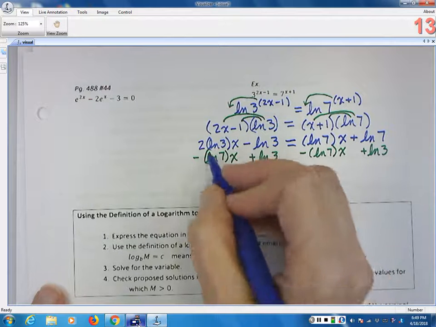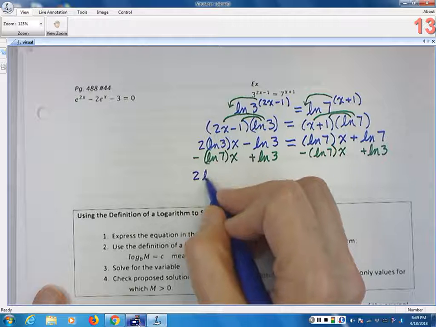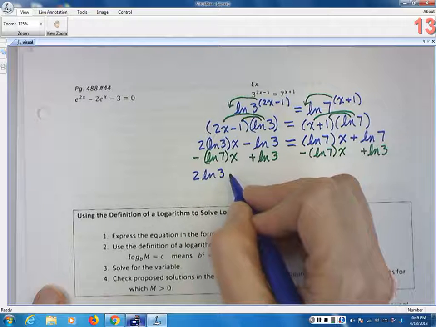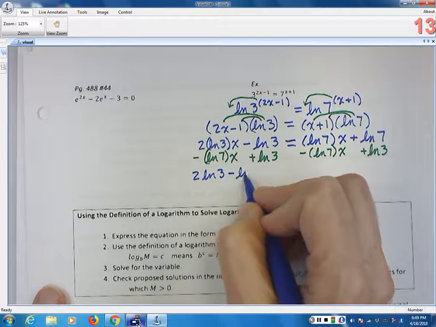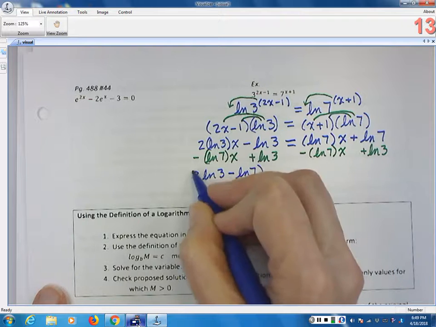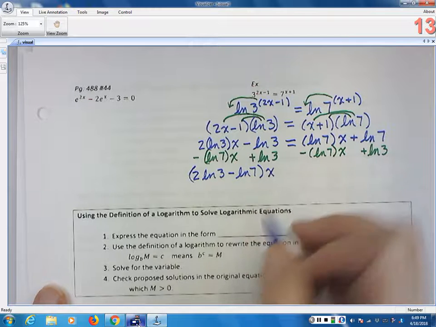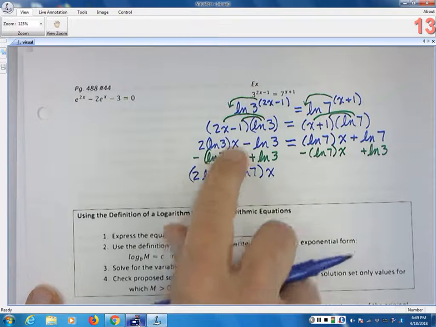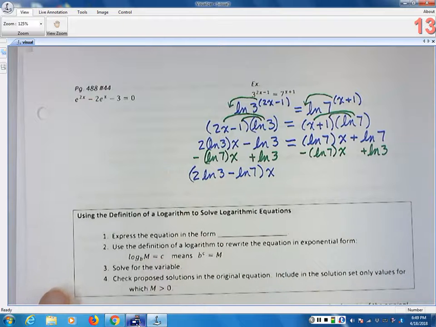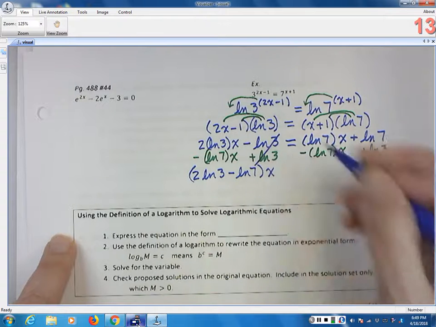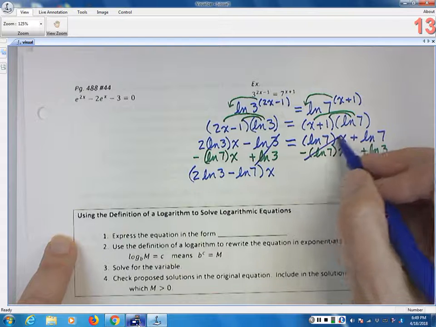Okay, so we have 2 natural log of 3 minus natural log of 7 all times x. I kind of skipped a step. I would subtract these and then factor the x out, but this cancels here, this is canceling there.